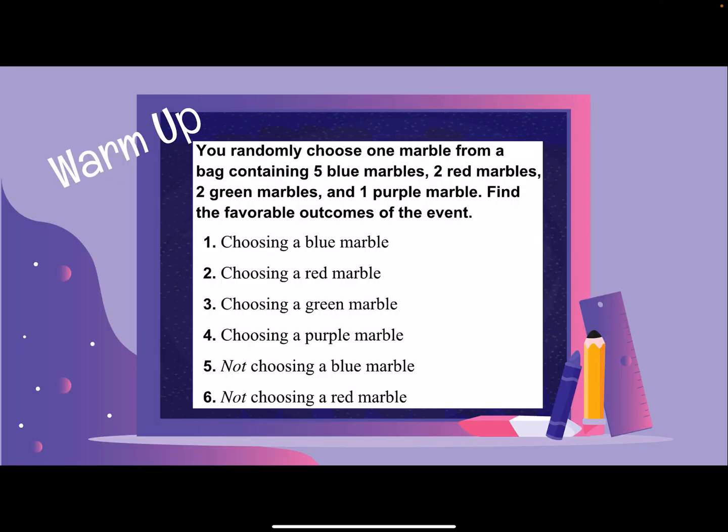Okay, for your warm-up, it says you randomly choose one marble from a bag containing 5 blue marbles, 2 red marbles, 2 green marbles, and 1 purple marble. Find the favorable outcomes of the event. Go ahead and pause the video if you need to and try solving these 6 problems, and then we'll check your work.